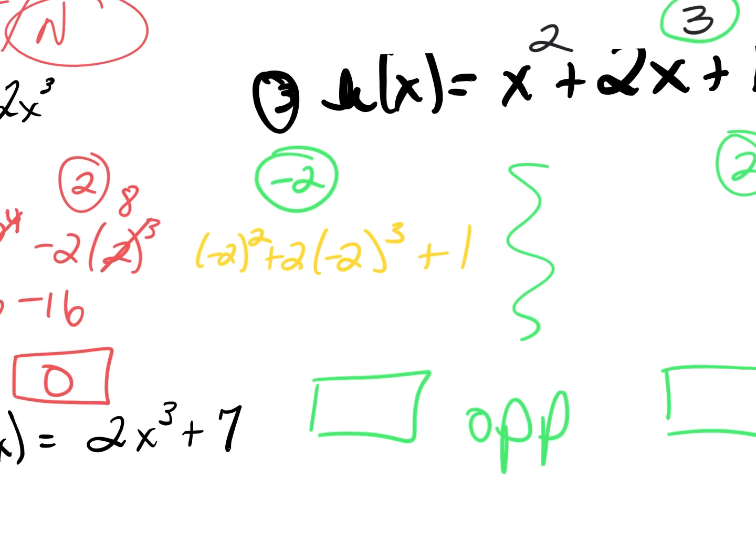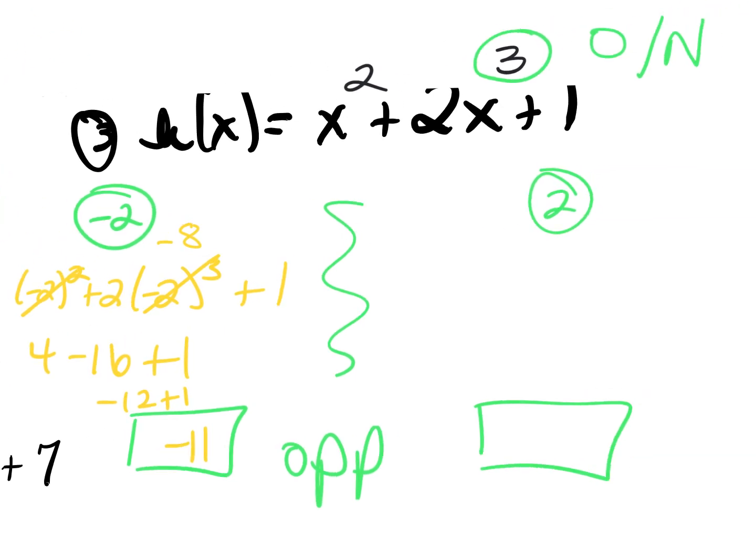And now just simplify. -2 squared is 4. -2 cubed is -8. So 2 times -8 is -16, right? Plus 1. What's 4 minus 16? -12 plus 1 is -11. Good.